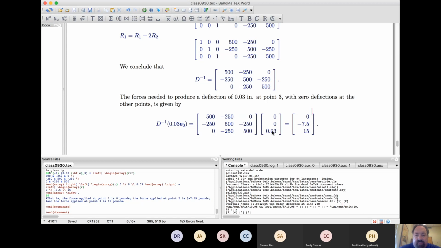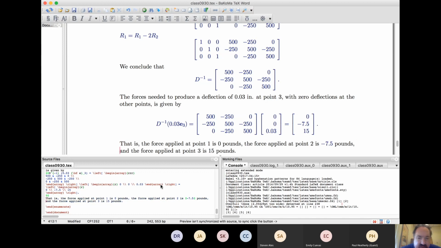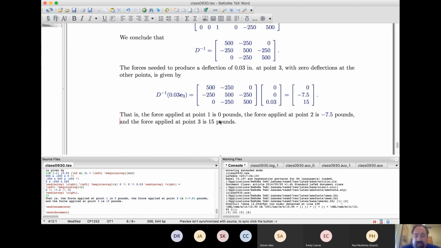So in general, flexibility times forces equals deflection. But if you turn that relationship around, stiffness times deflection equals forces, using the interpretation of all of these entities. All right. So it is how the answers are required in my labs, that you specify the elements of this vector. So 0 pounds, minus 7.5 pounds, 15 pounds.